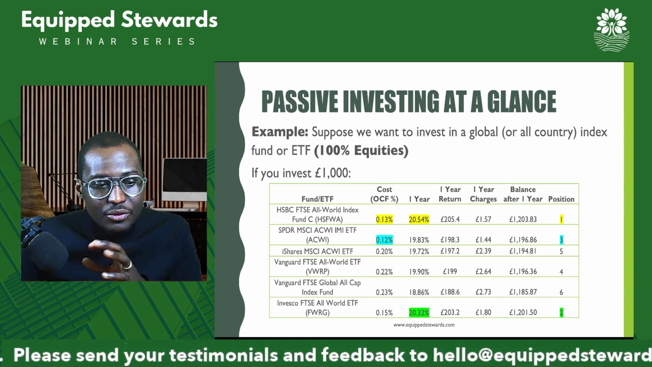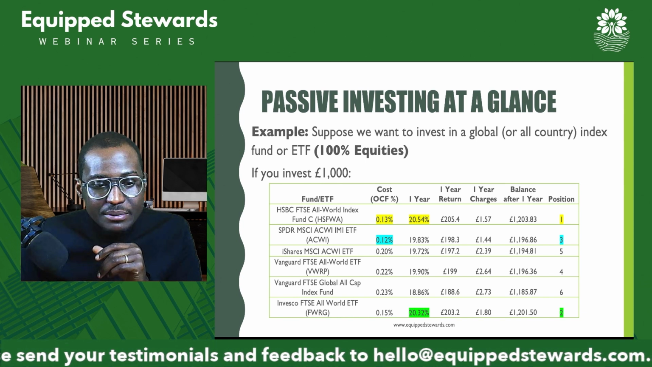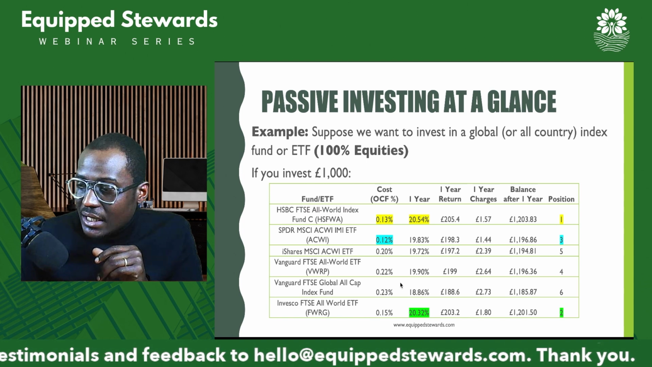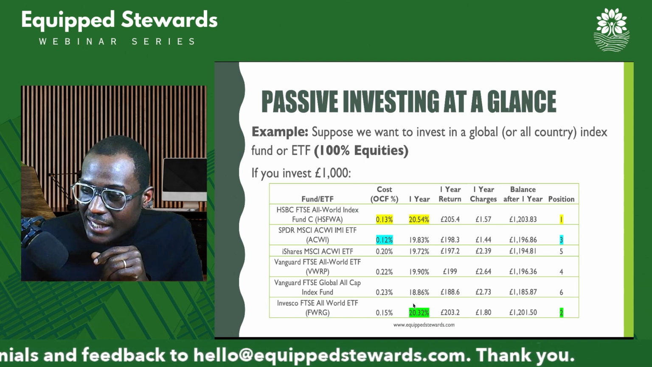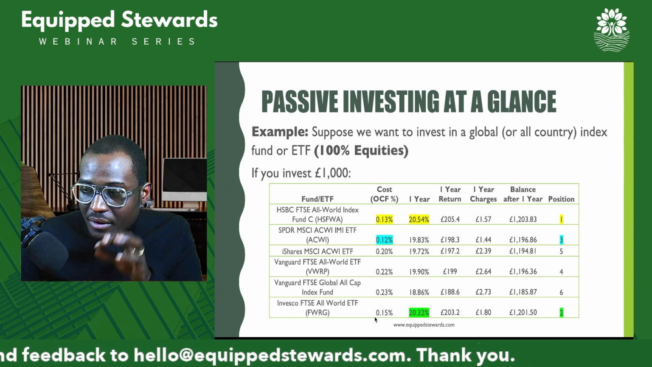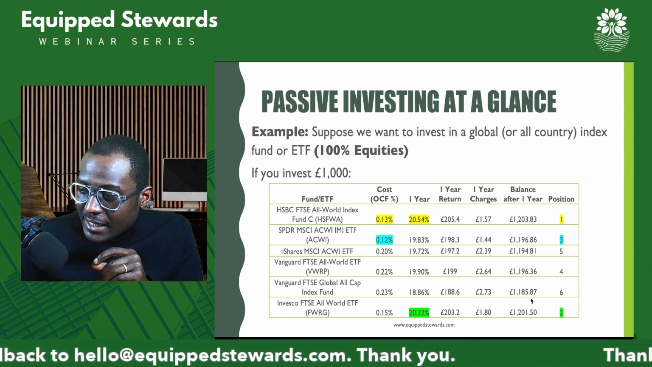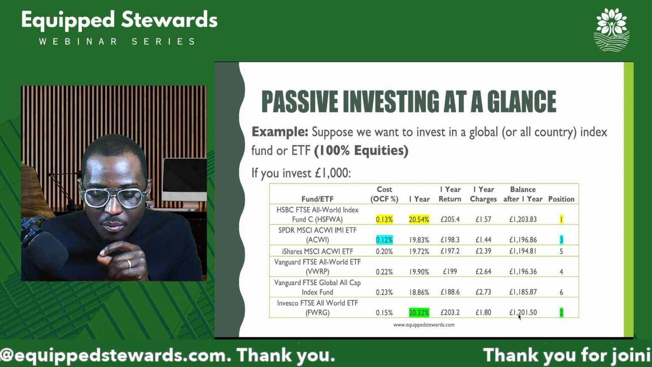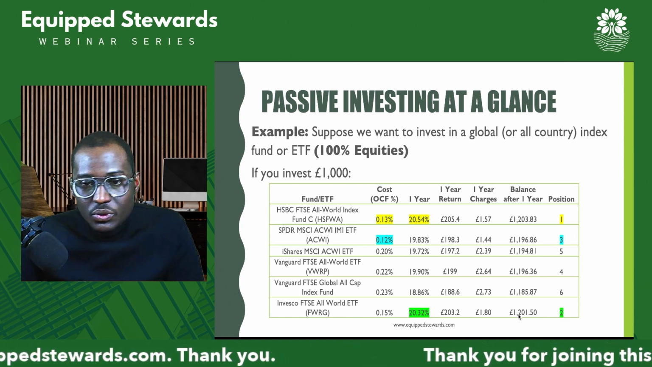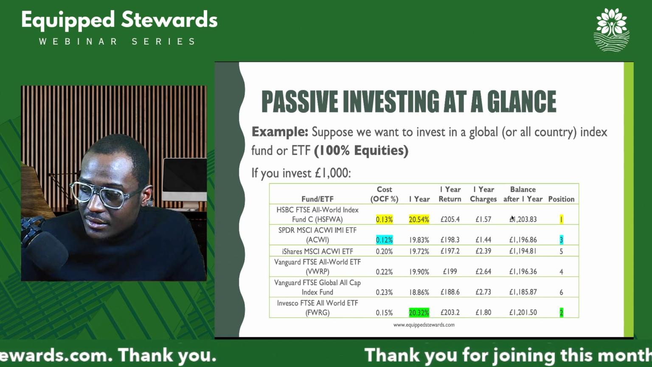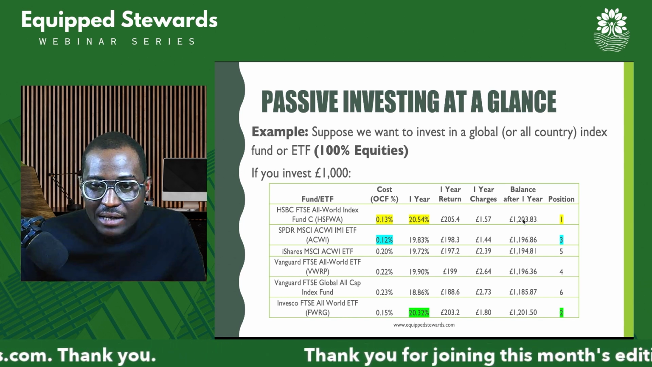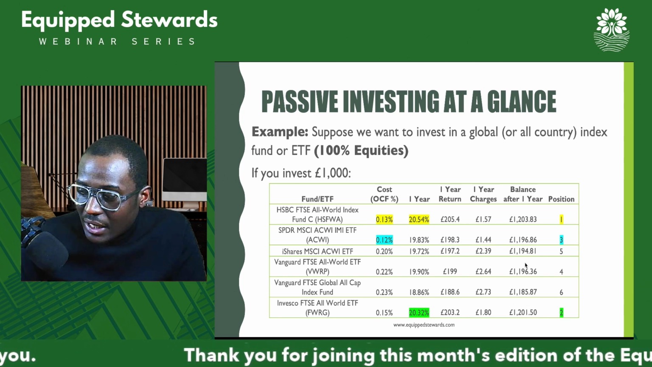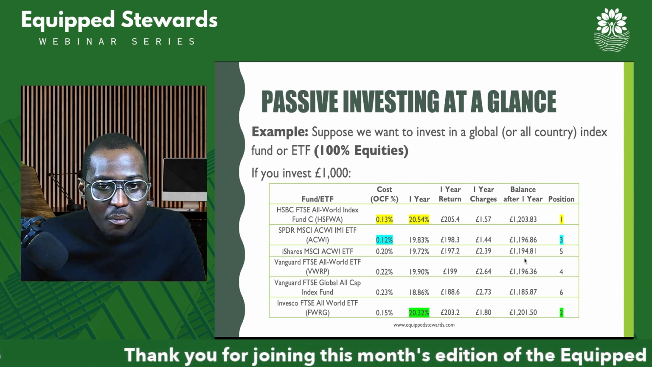And by it going up by 20%, it's 20.32%, it means that it can easily absorb the higher cost compared to the others. So if you look at the end of 1 year, this fund becomes 1,201.50 pounds. Now, if you look at it, the first one has the highest balance after 1 year. The sixth one has the next highest, and then you can rank the others. And you can see there is not a lot of difference in 1 year.